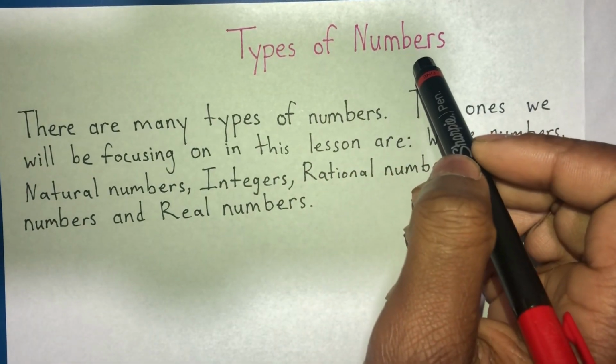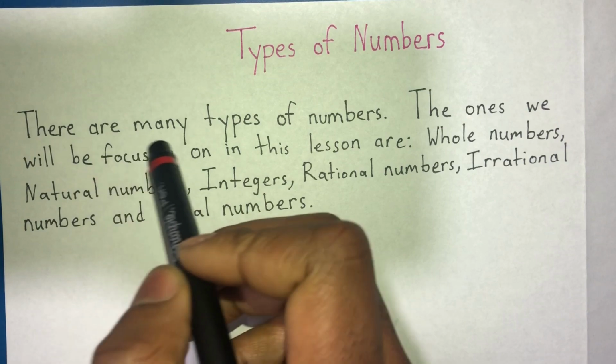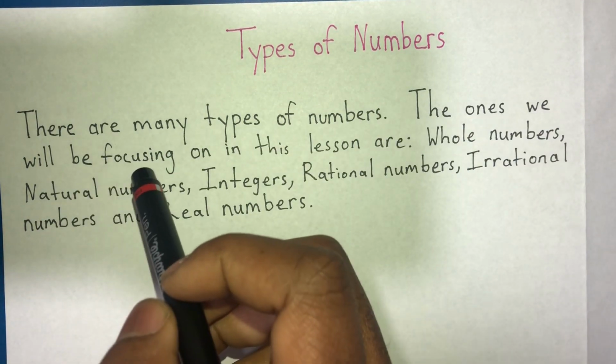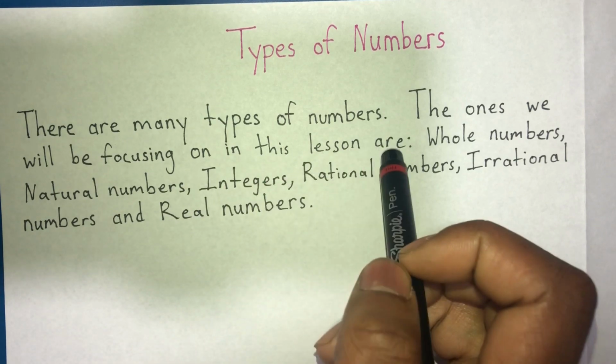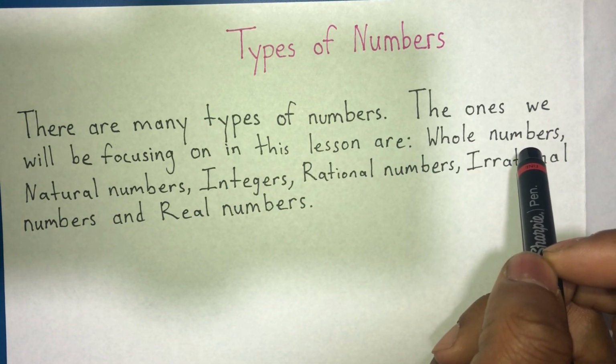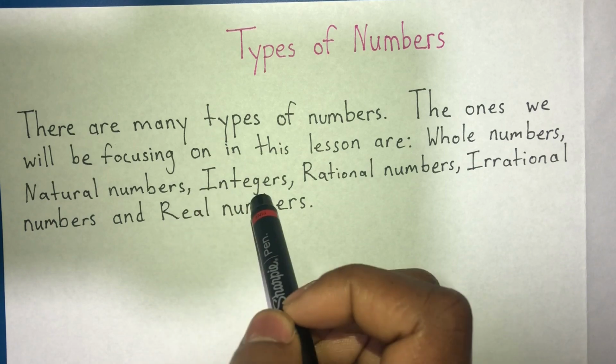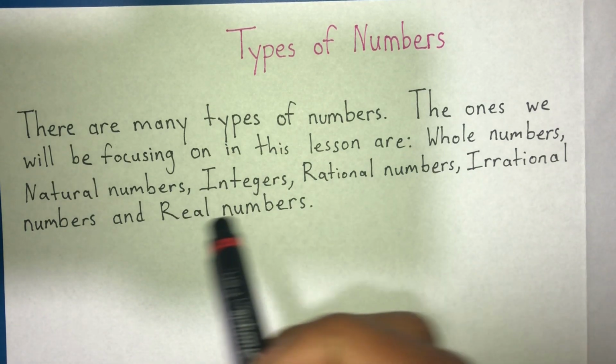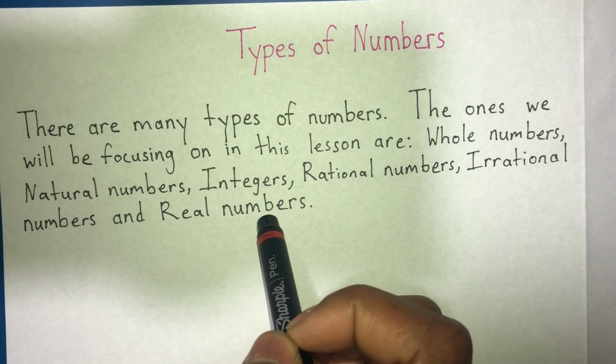Types of numbers. There are many types of numbers. The ones we will be focusing on in this lesson are whole numbers, natural numbers, integers, rational numbers, irrational numbers, and real numbers.